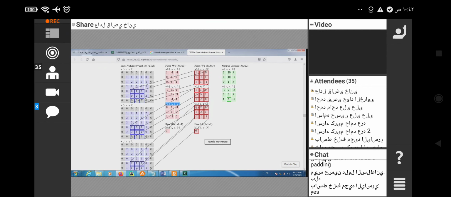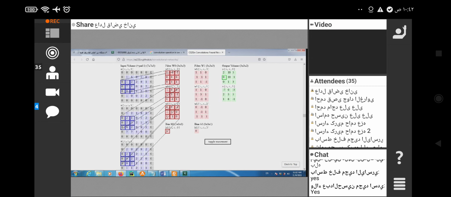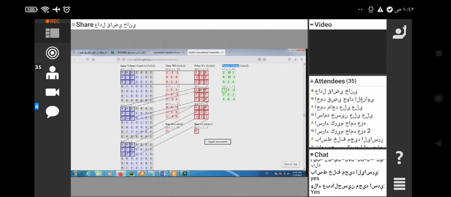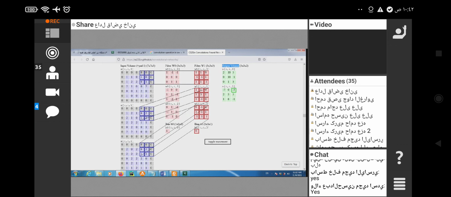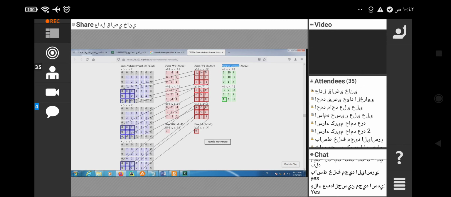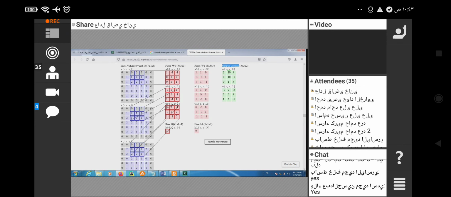And here you see the output. The output is green, and each of the numbers is created using the convolution operation. Do you understand this? This is a good image. You can look at it.